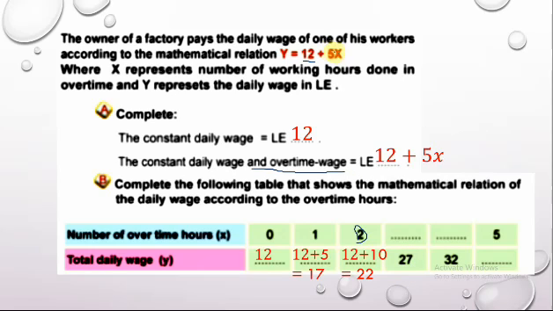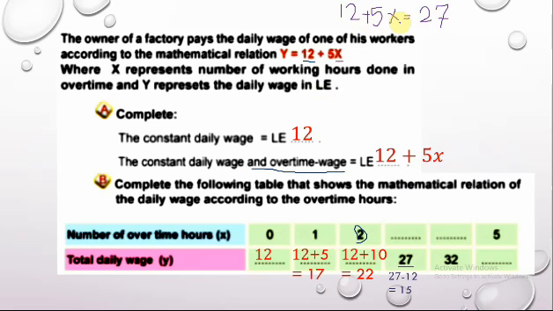Y equals 12 plus 5x, right? The result of y, all of this, 12 plus 5x equals 27. How to find the value of x from here? First, I don't need the constant daily wage anymore. I can erase it. So simply, I can say 27 minus 12. Why minus 12? Because I don't want the constant daily wage. I want to find the value of x. 27 minus 12 will equal 15.